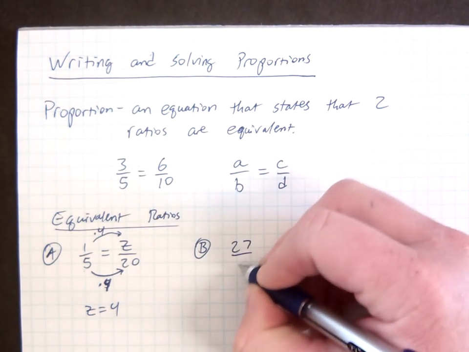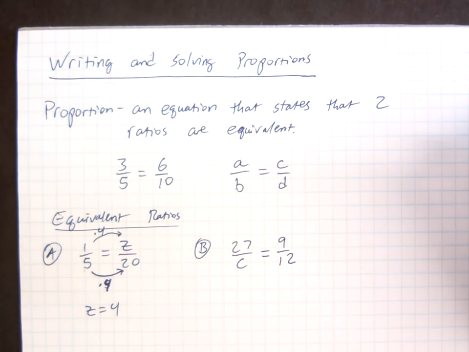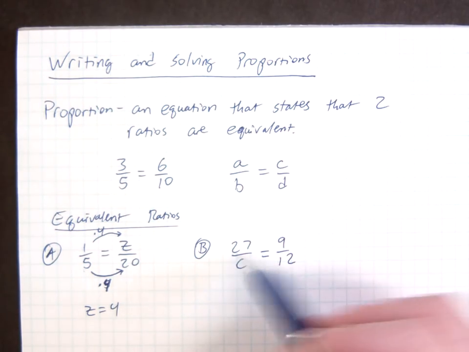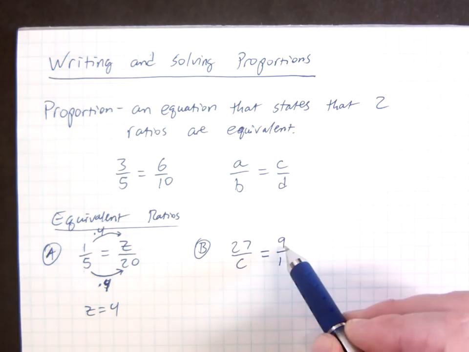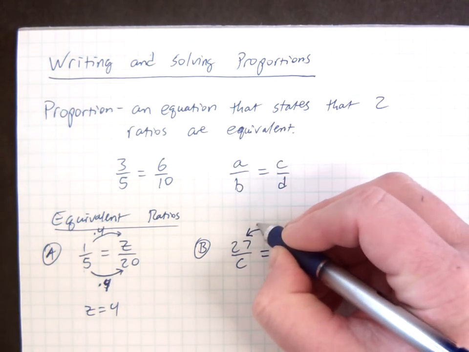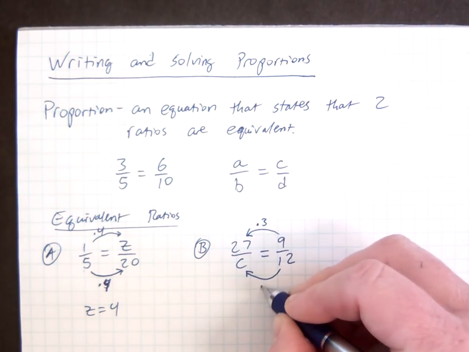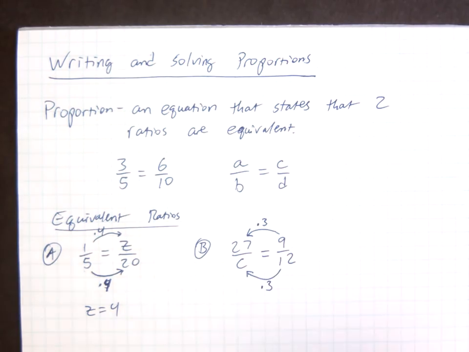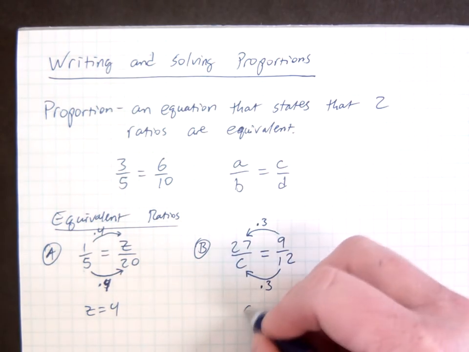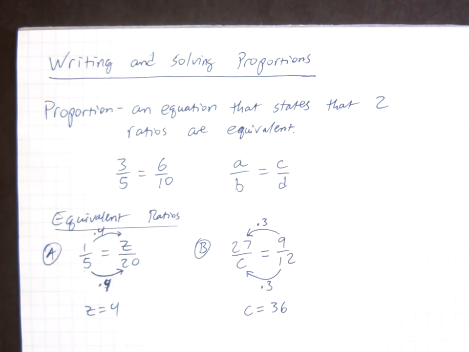So 27 is to C as 9 is to 12. Okay. Well, in this case, I see there's a relationship that 27 is 3 times 9. So I'm going to go in this direction and say 9 times 3 is 27. So 12 times 3 must be what C is, if they are proportional. So C must be equal to 36. And that's how we use equivalent ratios to solve for a proportion.